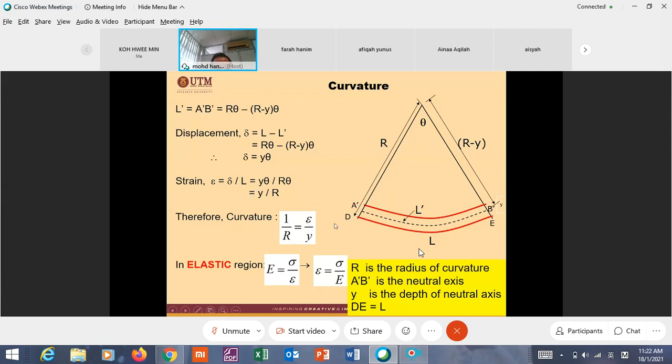And this is a very useful equation. We will use this. This is called the Cauchy equation: 1 over R equals epsilon over y.